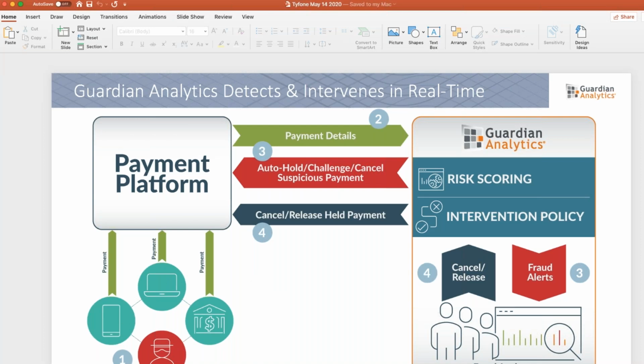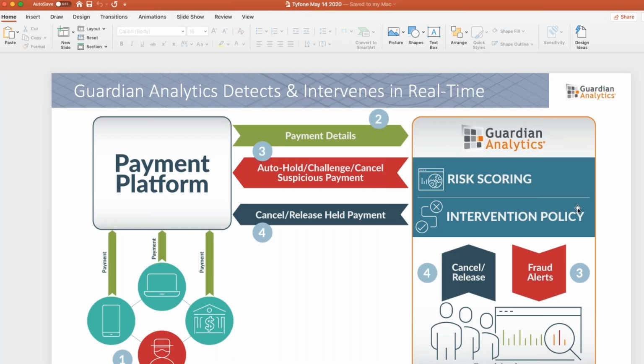So the activity may start from an individual. Maybe it's a legitimate user, maybe it's a fraudster. That person may engage with digital banking activity or payments from a variety of channels. It could be mobile, it could be web, or maybe in person in a branch. These activities, for example, payment transfers, are being sent to the digital banking or payment platform. And then those details get sent through the API to Guardian Analytics.